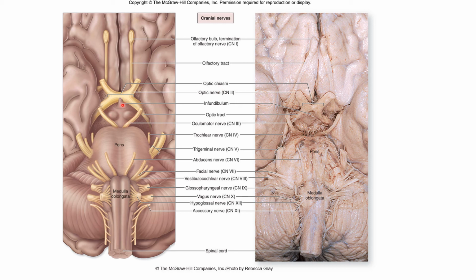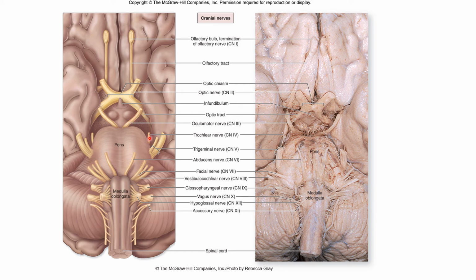This region right here is the midbrain, and this stalk right here, known as the infundibulum, is where the pituitary gland would sit. Right here, right below the midbrain, kind of right above the pons, we've got the third cranial nerve known as the oculomotor nerve, which helps with movement of the eyes and the pupil.